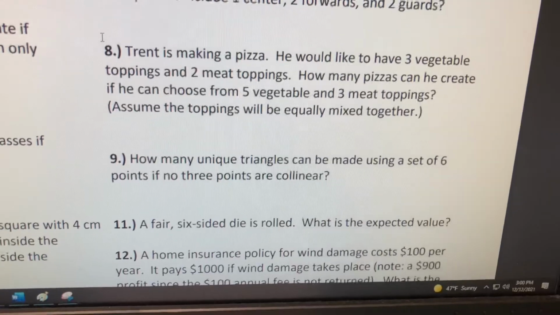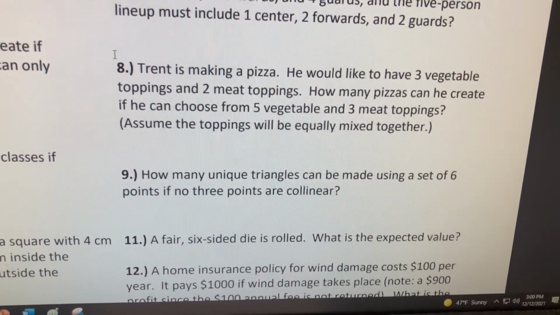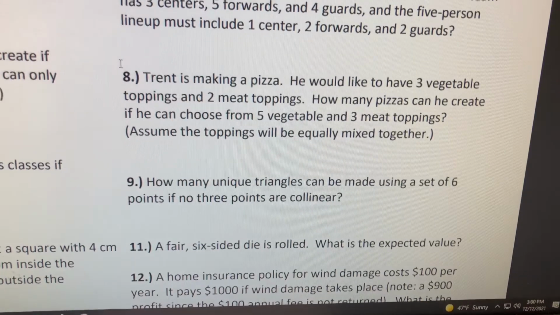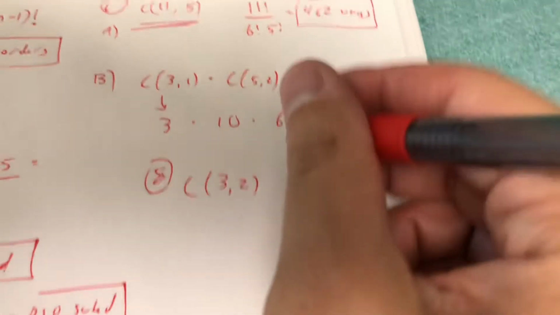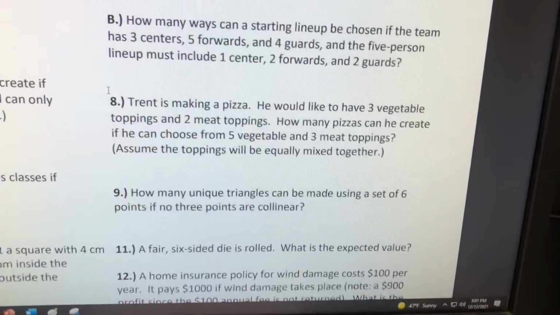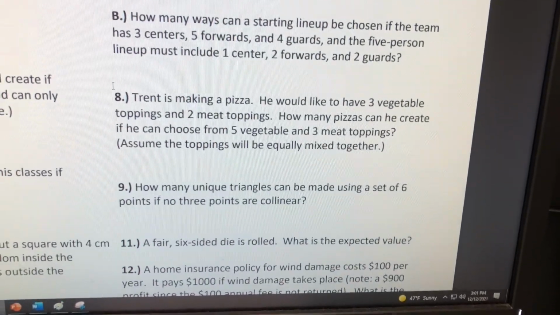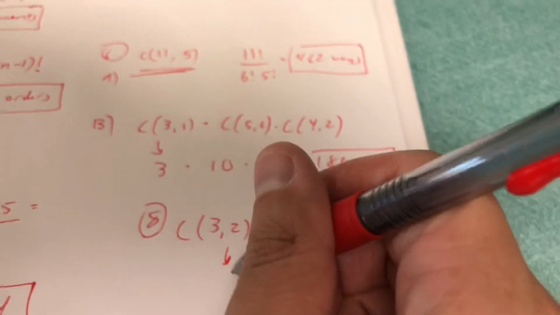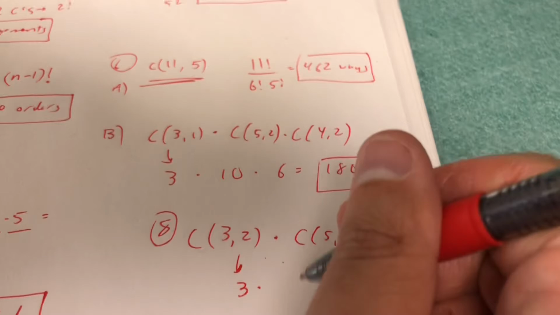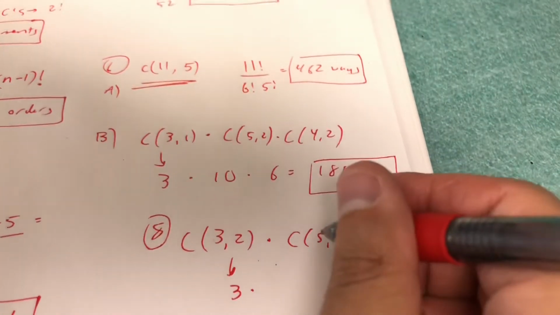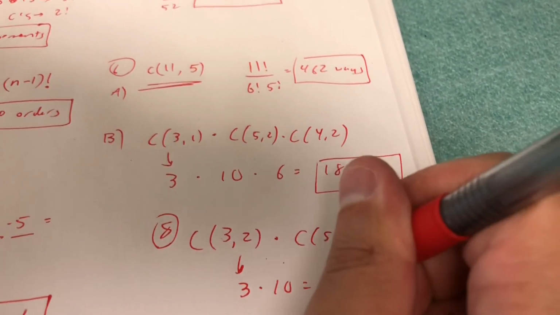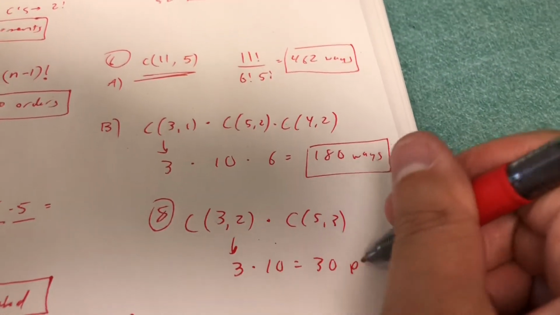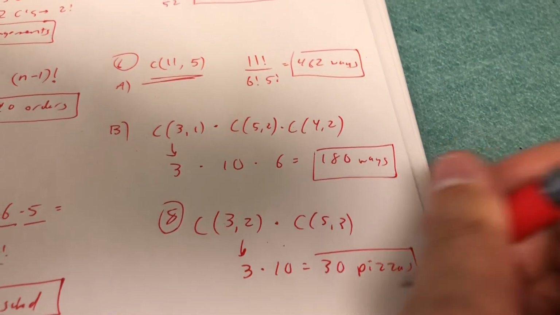So we want meats, and again, there are 3 meats, and we want to choose 2 of them. So that's going to be a combination of 3 choose 2, and multiply. There are 5 vegetables, and we want to choose 3, and that's going to be a combination of 5 choose 3. So a combination of 3 choose 2 works out to be 3, because you're just leaving 1 out each time. And 5 choose 3 ends up being 10, and so there are basically 30 different pizzas that could be created.